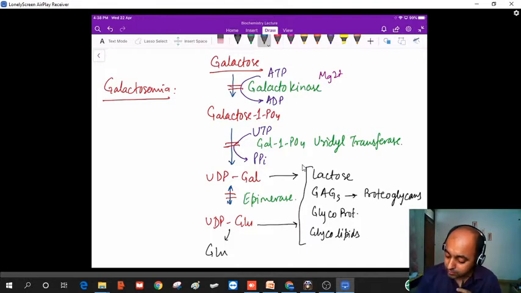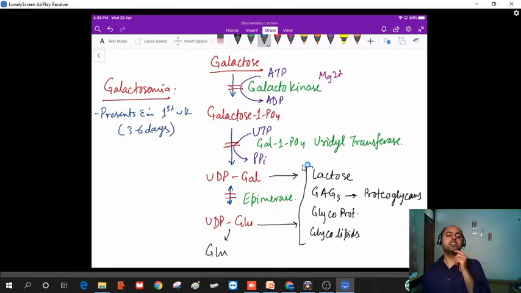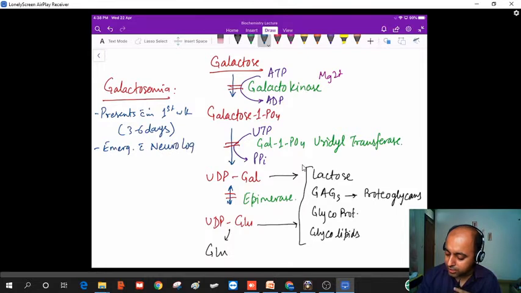It will present within the first week of life. Why? Because the mother's milk contains lactose. If you break down the lactose, you get glucose and galactose. So in the milk itself we have galactose, and therefore the symptoms will appear in the first week. The symptoms are similar. Just like we mentioned previously in hereditary fructose intolerance, they will come to the emergency with neurological signs and symptoms.